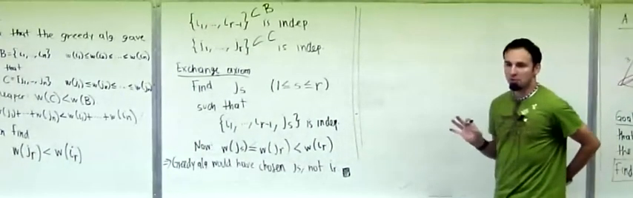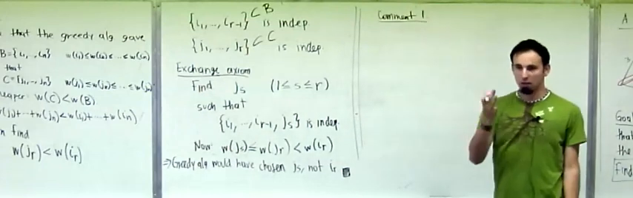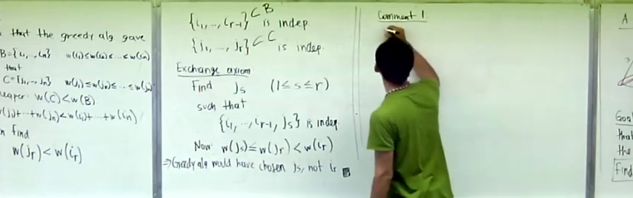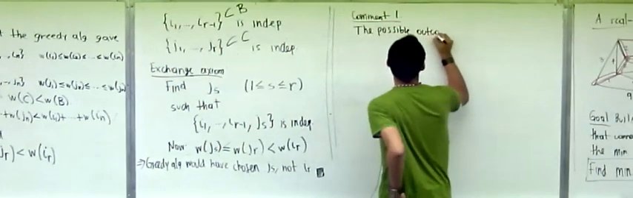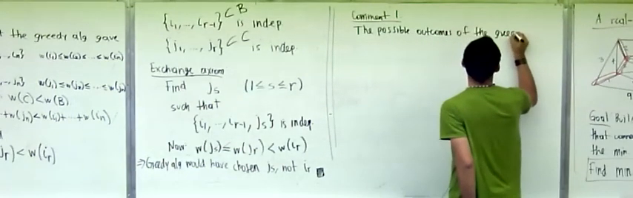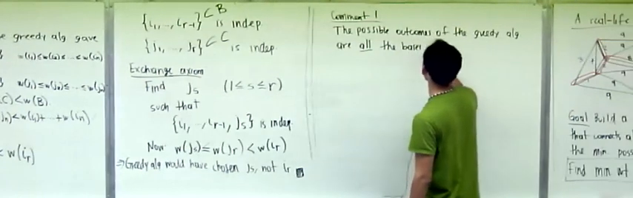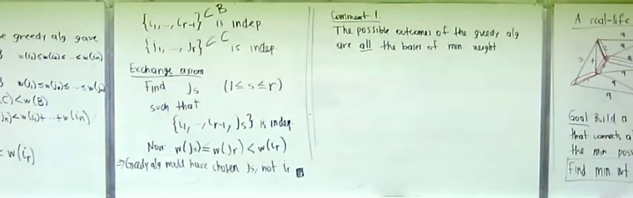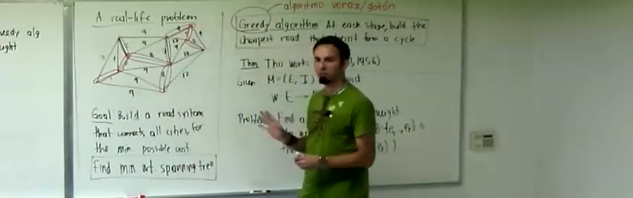Let me make 2 more comments about this. Comment 1 is precisely the answer to Curtis's question, which is what happens if you have several bases of minimum weight. The possible outcomes of the greedy algorithm are all the bases of minimum weight. We saw that there is some choice in the greedy algorithm. Sometimes you have 2 different alternatives to choose from. If you have the patience to run the greedy algorithm in every possible way, you are going to obtain all the bases of minimum weight, not just one.